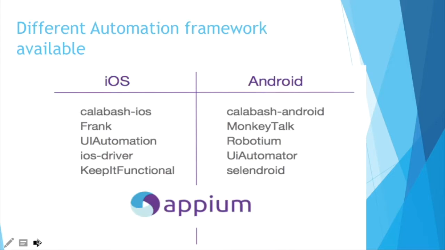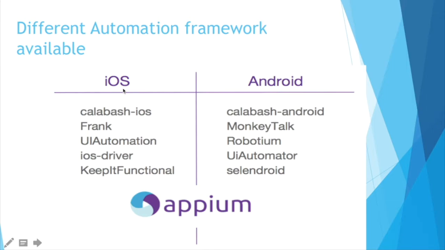followed in Appium also. As I already introduced you to Appium, Appium actually is an extension of the WebDriver API. So why choose Appium when there are different automation frameworks available on the market? There are multiple reasons behind it. So let's first compare some automation frameworks available in the market.